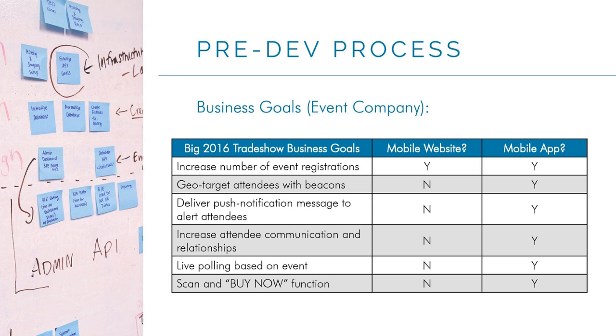So could a mobile app. They want to geo-target attendees with beacons. Well, a mobile website can't do that, but a mobile app can. They want to deliver push notification messages to alert attendees. Mobile websites can't do that. Mobile apps can. And the list goes on and on and on. If your mobile website can't do and solve the problems that you need it to, then yeah, it's definitely time to think about a mobile app.